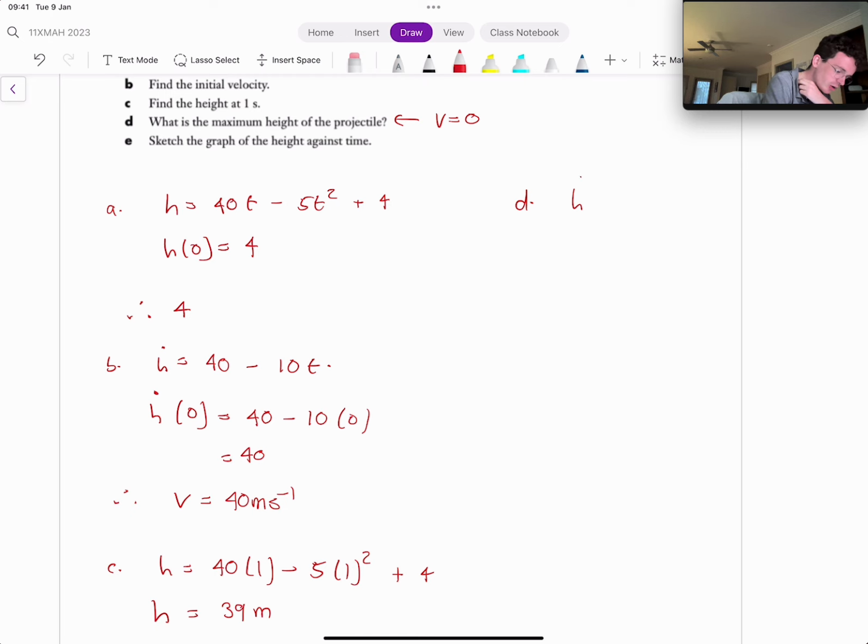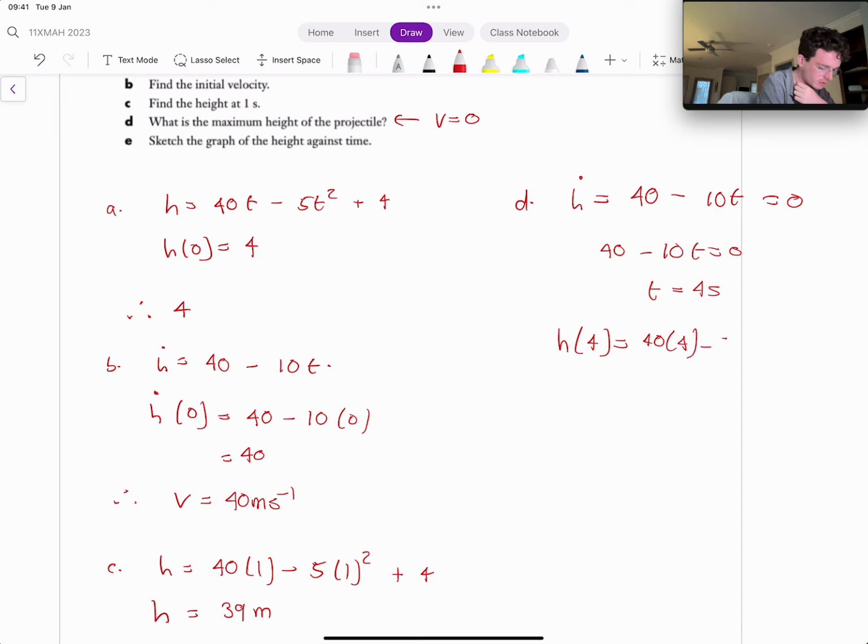So we know that h dot is equal to 40 minus 10t. So we make that equal to 0. 40 minus 10t equals 0. Solving that, we get t is equal to 4 seconds. So the maximum height occurs at 4 seconds. So we actually find that height by substituting it into h. So h of 4 is equal to 40 times 4 minus 5 times 4 squared plus 4, which is 84.